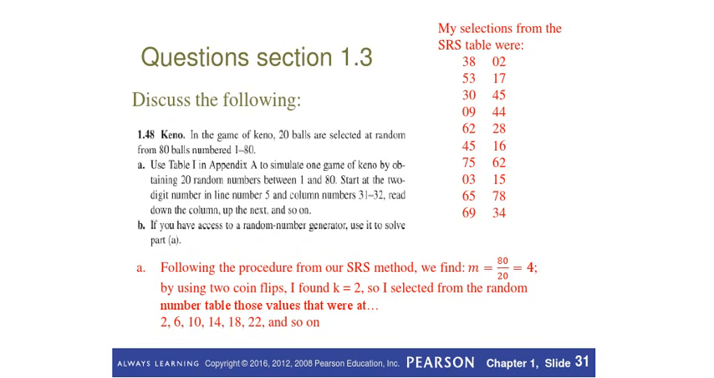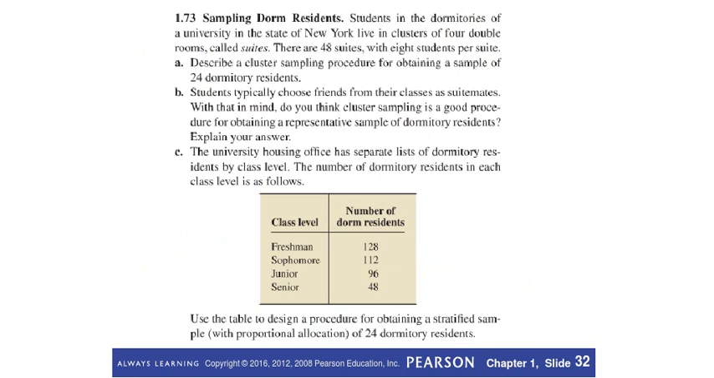Now, if I wanted to, let's try another problem right here. Students in dormitories at a university in the state of New York live in clusters of 4 double rooms called suites, and there are 48 suites with 8 students per suite. We might be interested in designing a cluster sample procedure for obtaining a sample of 24 dormitory residents. So think about that for a moment. How would you describe a cluster sampling procedure to do that?